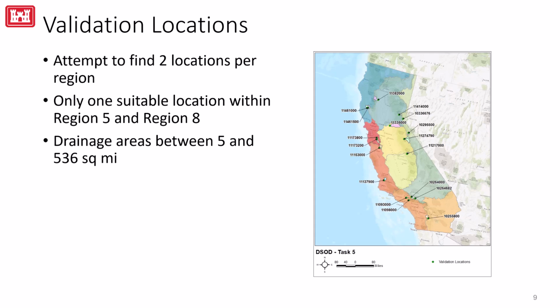We went back to the map of California and attempted to find 2 locations per region. However, only one suitable location was found within regions 5 and 8. There just simply aren't that many locations with observed data in those specific regions. This led to a total of 18 locations statewide with drainage areas ranging between 5 and 536 square miles.